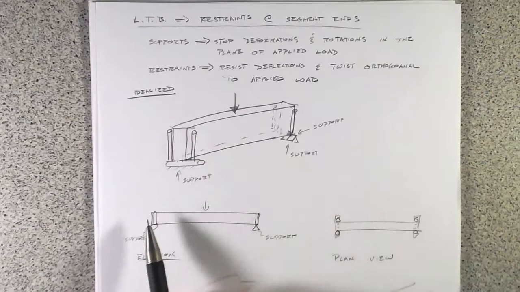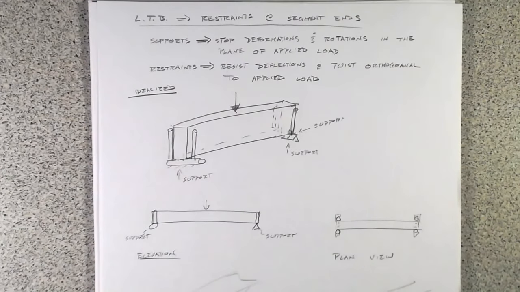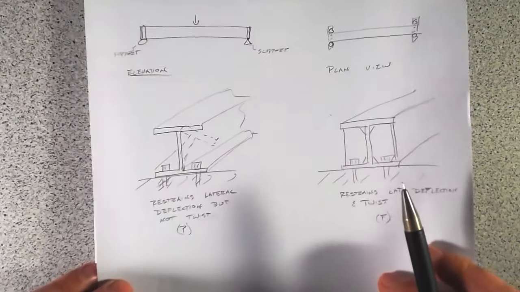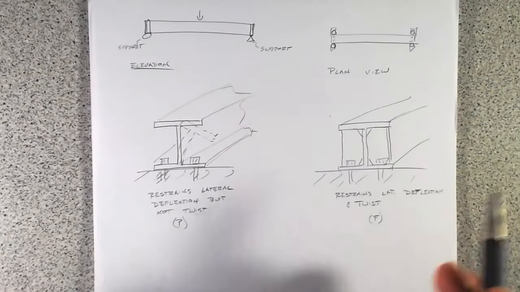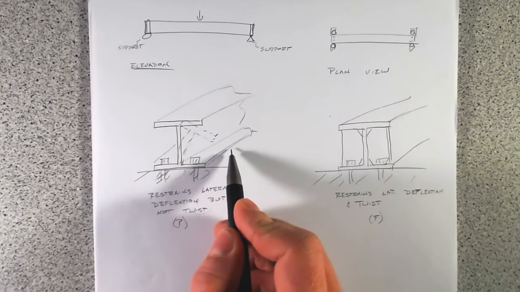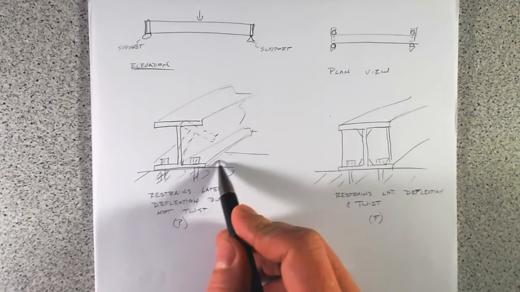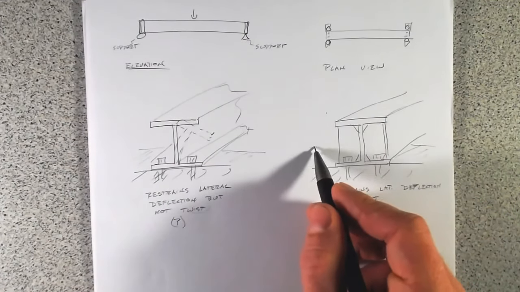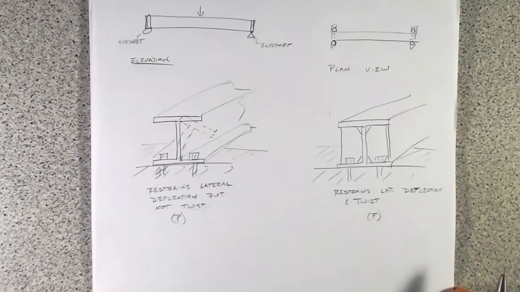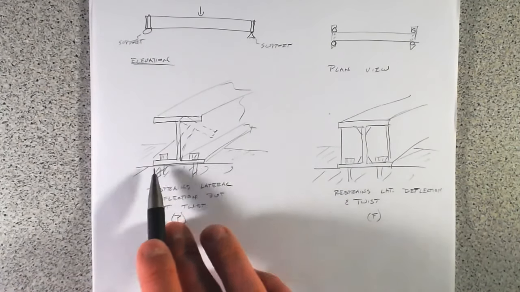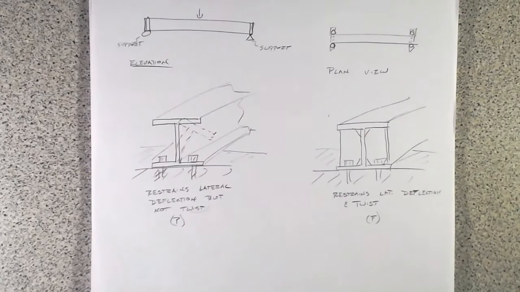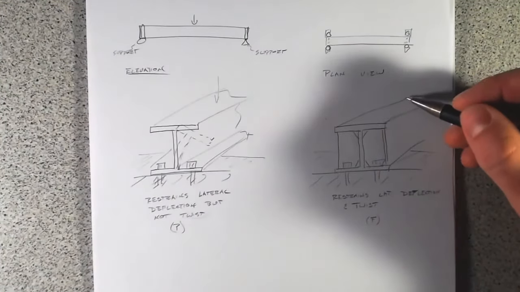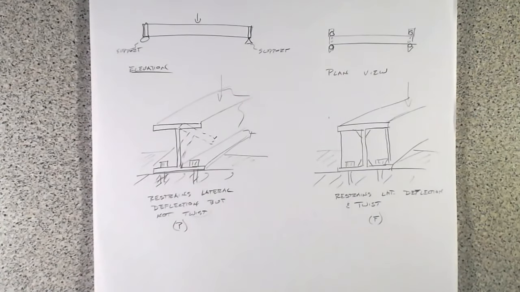So I've drawn these arbitrary idealized restraints and supports, but what do they look like in real life? Say we have an I section here, sitting on a ledge, and say we've only bolted down the bottom flange there, and you've got a load which is being applied in this direction.